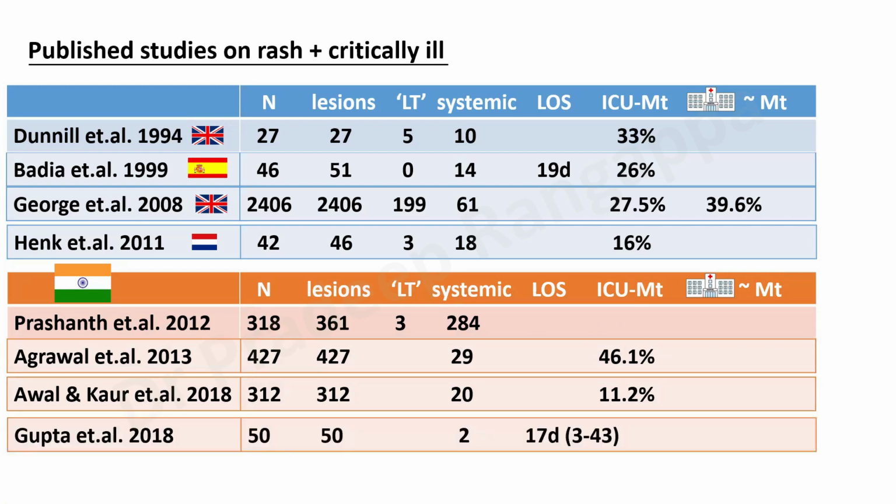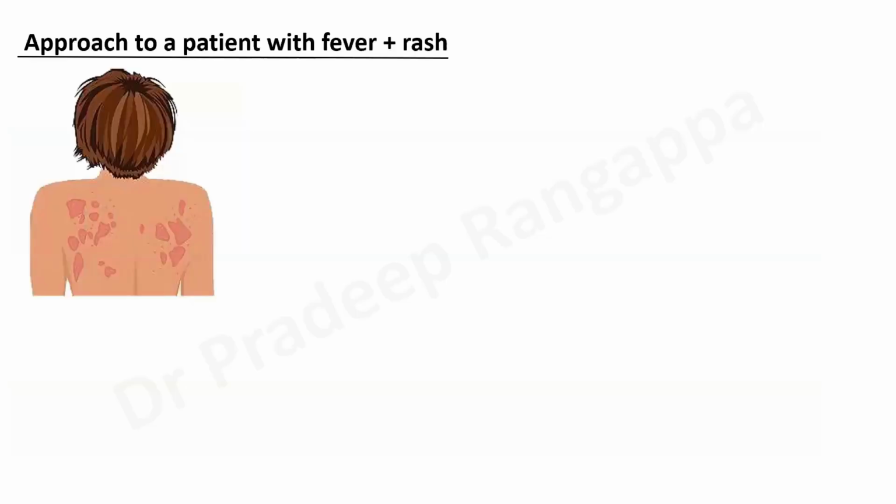So this is Gupta et al. Again, they have looked at length of stay, which is very long, 17. So for length of stay, you can keep it as 17 to 19 days if they have skin lesions, which means it has a morbidity factor. So that's what I wish to highlight. I think if you remember that from these published studies, that's good enough. So now we'll slowly move to approach.